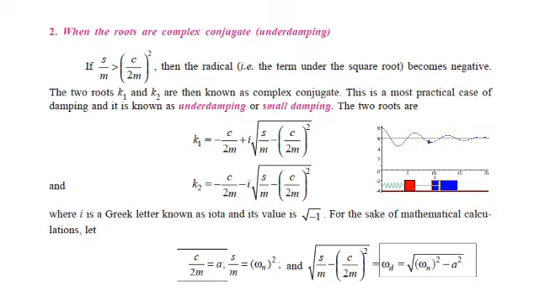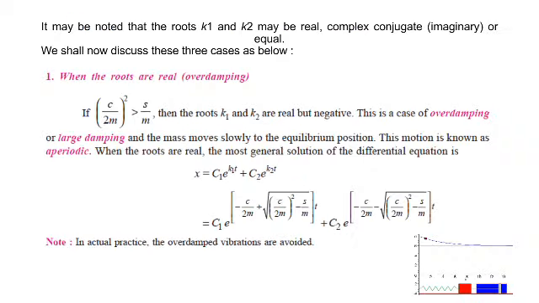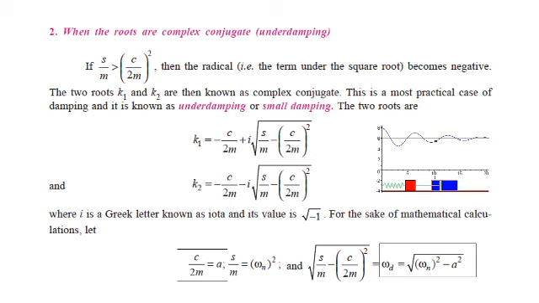The second condition is when the roots are complex conjugate. Now when will it be complex? When in the equation of k1 and k2, the (c by twice m) square value is less than s by m, then the square root value becomes negative, and when the square root value becomes negative, the answer becomes a complex conjugate. Therefore if s by m is greater than (c by twice m) square, then the roots become complex conjugate.